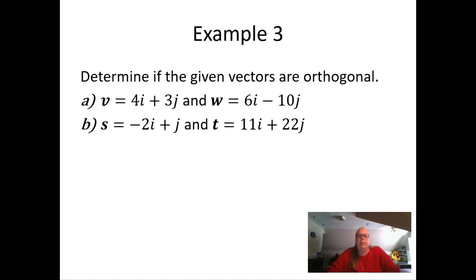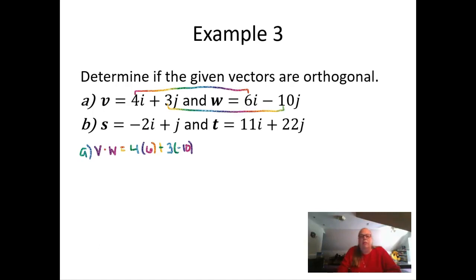Example 3, determine if the given vectors are orthogonal. Part A, vector v 4i plus 3j, and w 6i minus 10j. All right, to check and see if we have orthogonal, we need to know if the dot product is equal to 0. So for part A, we're going to look at the dot product of v times w. That means we're going to take 4 and multiply it by 6. And we're going to add that to 3 times negative 10, again using the first coordinates and then the second coordinates here.